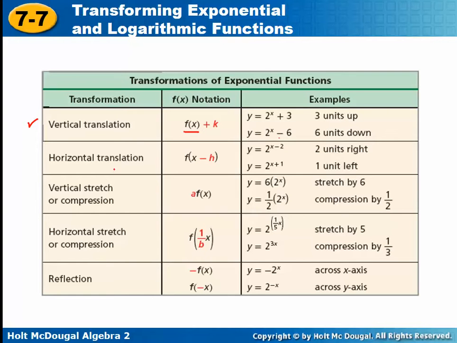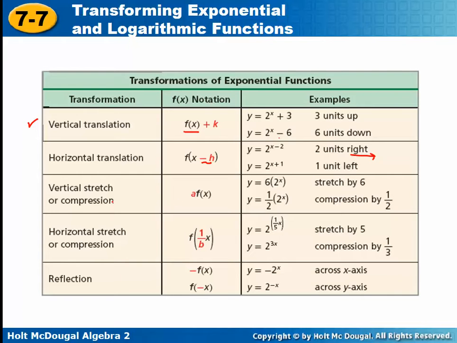A horizontal translation, you subtract the number from the x term of the exponential function. So if you have 2 to the x minus 2, where now the exponent is x minus 2, that moves it 2 units to the right. Now you might think that's the opposite of what you expect, but that's the way it works for horizontal translations. If you want to move to the left, you actually add a number to the x in the exponential function.